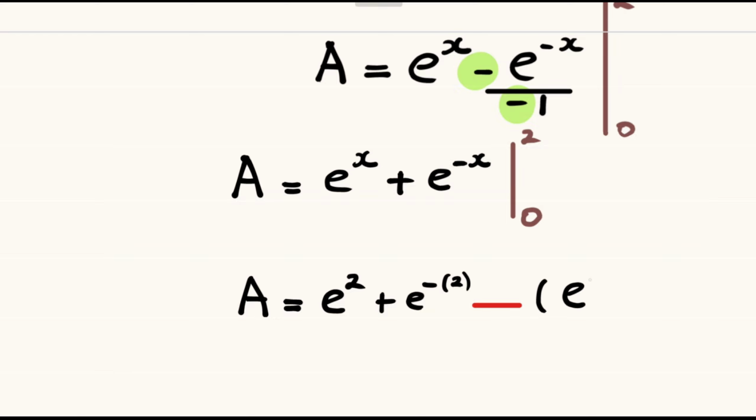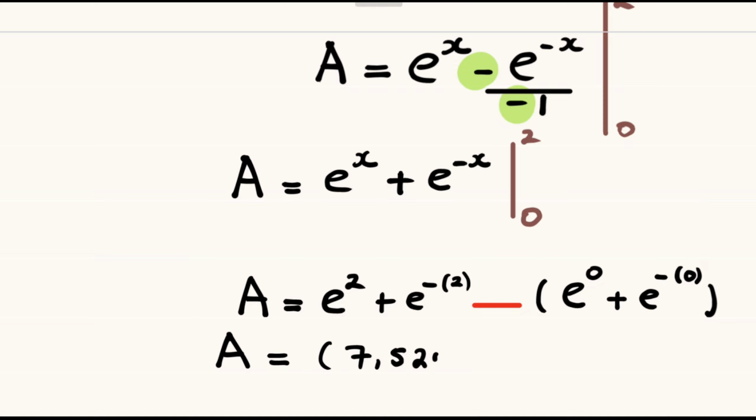So we'll have e raised to the power 0 in the place of the x, plus e raised to the power negative 0. And our a will be equal, so the e to the power 2 plus e raised to the power negative 2 is equal 7,524 minus the e to the power 0 plus e to the power negative 0 is equal 2.